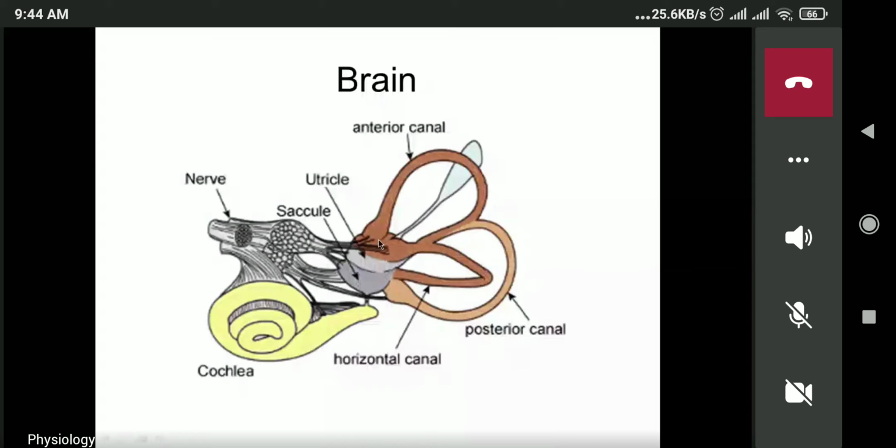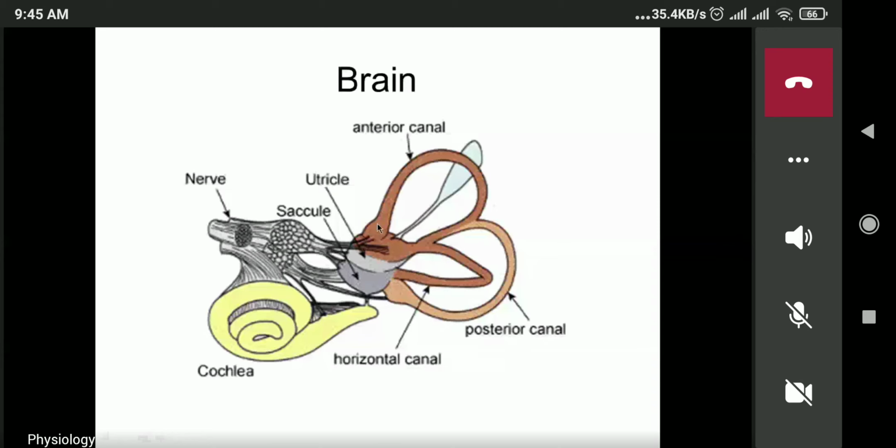Then this is the utricle, and the utricle is joined by a small sac-like structure called the saccule. In the utricle and saccule, there is a structure inside it called the macule. The macule of utricle is there, the macule of saccule is there, and in the ampulla there is one structure, that is the cristae. These things will come later.